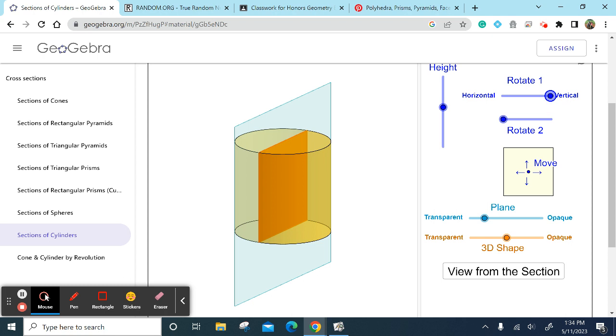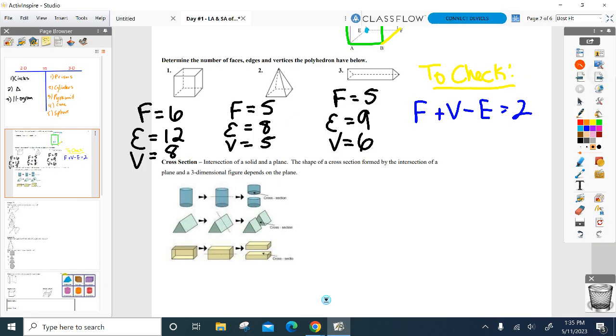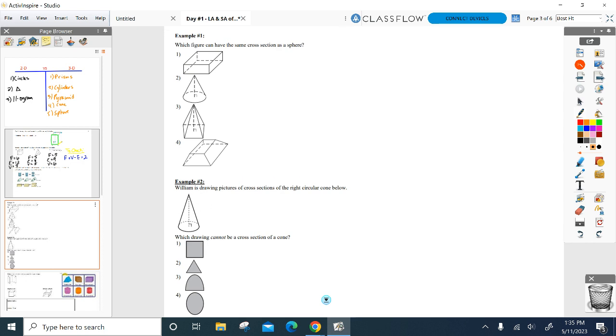So that is a cross section. Taking a plane, slicing it, either horizontally, vertically, at any angle, and then saying, all right, what do I have left over? What 2D figure do I have left? So go back. I got a couple examples up here. Make sure we get the hang of this.